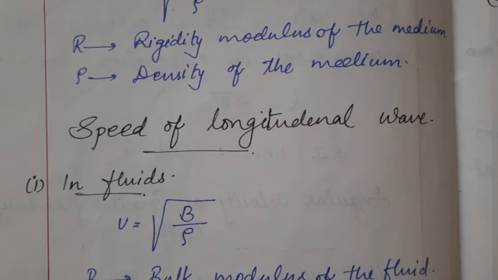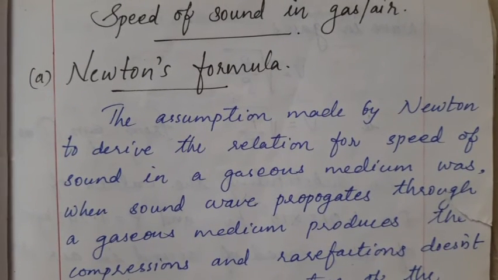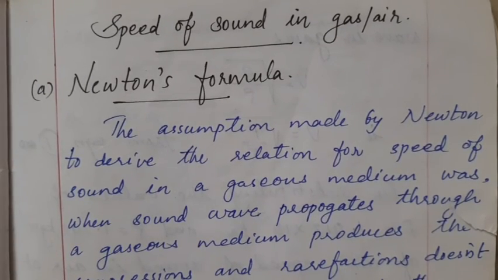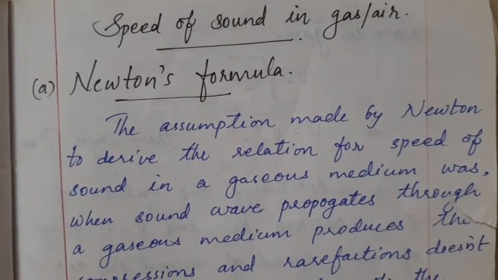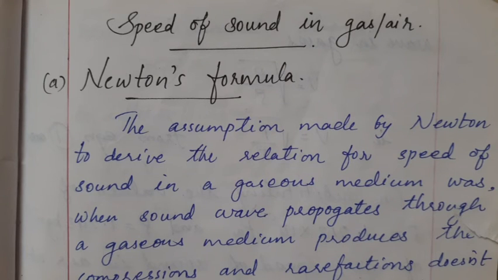that is bulk modulus by density. Now, Newton came with an idea that this bulk modulus is a little difficult term. Instead of bulk modulus, can you replace it with something else? That is what Newton tried to look into. Now, for that he made some assumptions. First one is, sound waves travel in a gaseous medium as compressions and rarefactions.